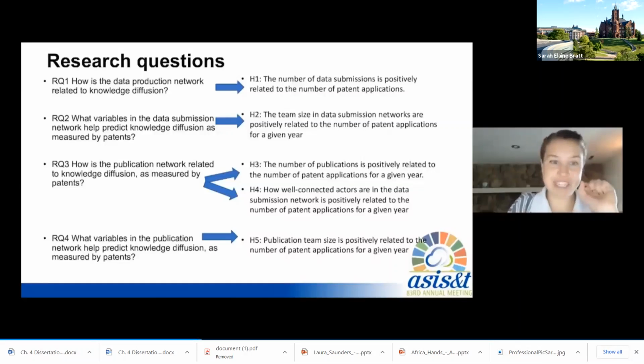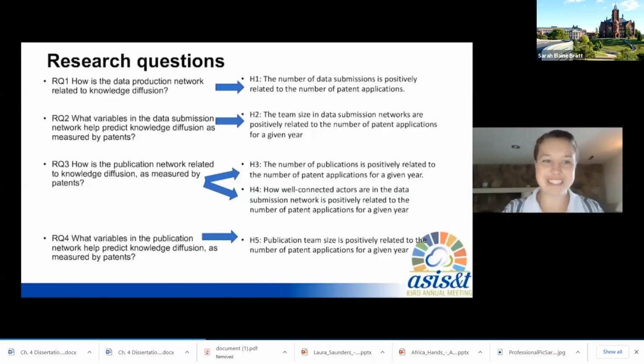Our second research question is, what variables among that early stage of research collaboration can help predict the number of patents that are output? And so the way that we operationalized this was to say that the team size of the data submission networks is positively related to the number of patent applications for a particular year. This is a kind of capacity that's developed within the data producers in the early stages of science to produce those publications on the other end, for patents in this case.